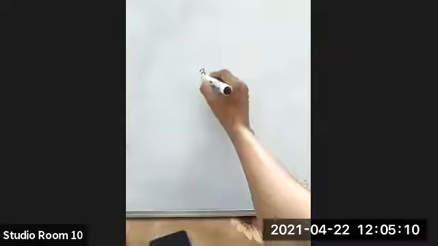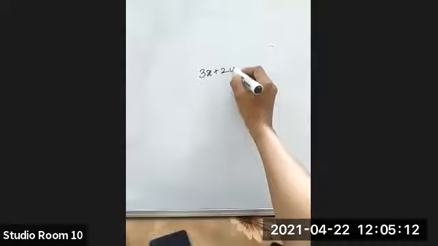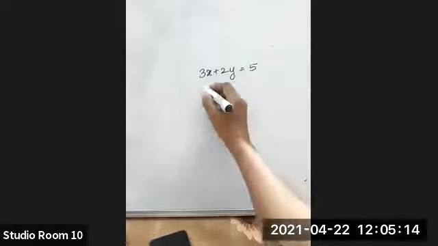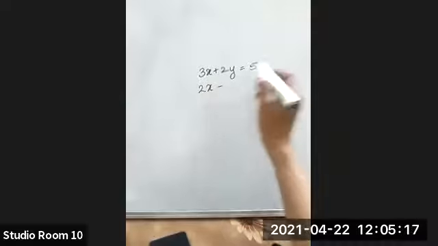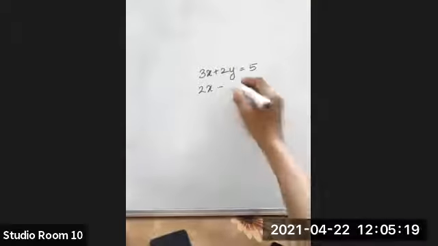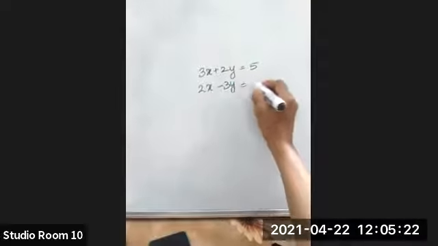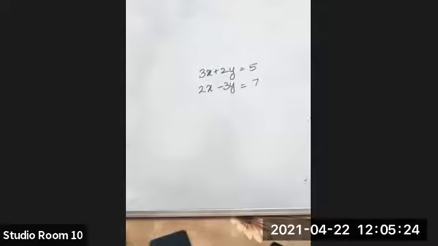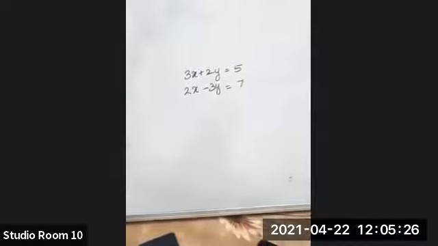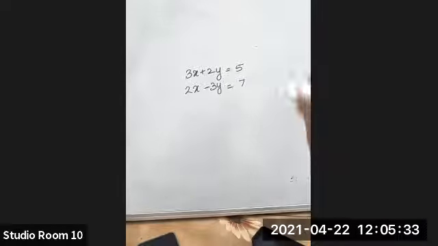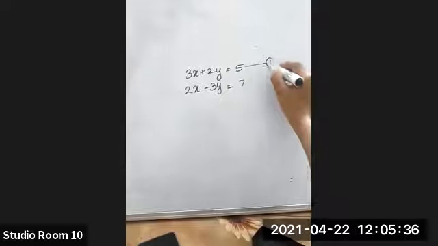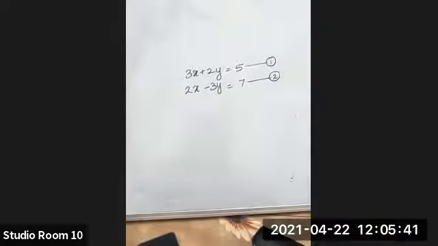3x plus 2y is equal to 5. 2x minus 3y is equal to 7. The method is the same. What is the first thing you have to do? Name this as the first equation. This is the second equation.